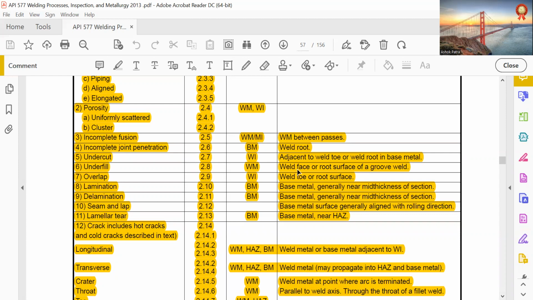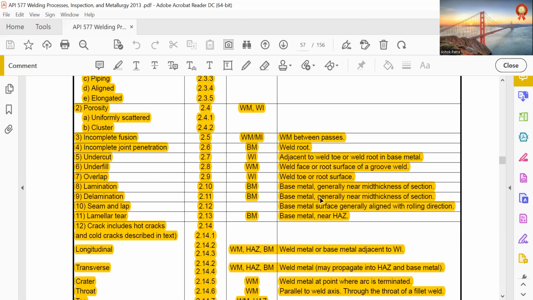Undercut, weld metal. This is weld interface undercut. Underfill, weld metal, weld interface adjacent to the weld toe and weld root in base metal, weld metal, or root face in groove weld. That is underfill. Overlap, weld interface, weld toe or root surface.